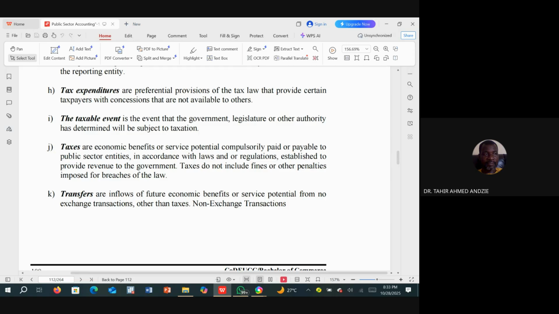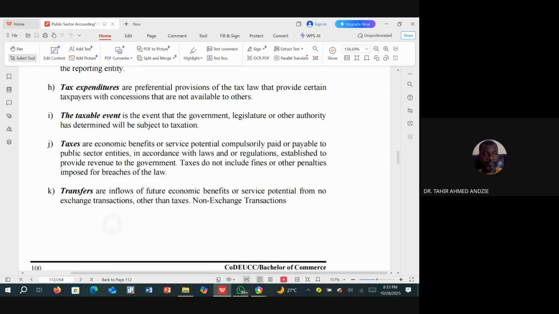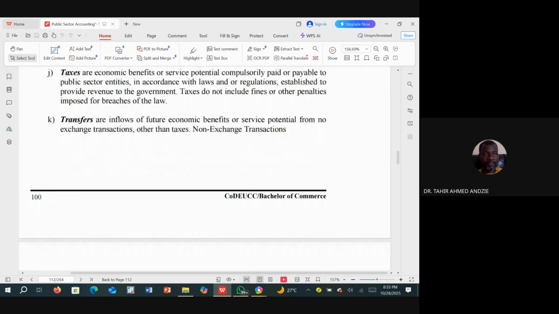It's non-exchange transaction. Then we have transfers. Transfers are inflows of future economic benefits or services potential from non-exchange transactions other than taxes. Any transfer to any government entity other than taxes is a non-exchange transaction.